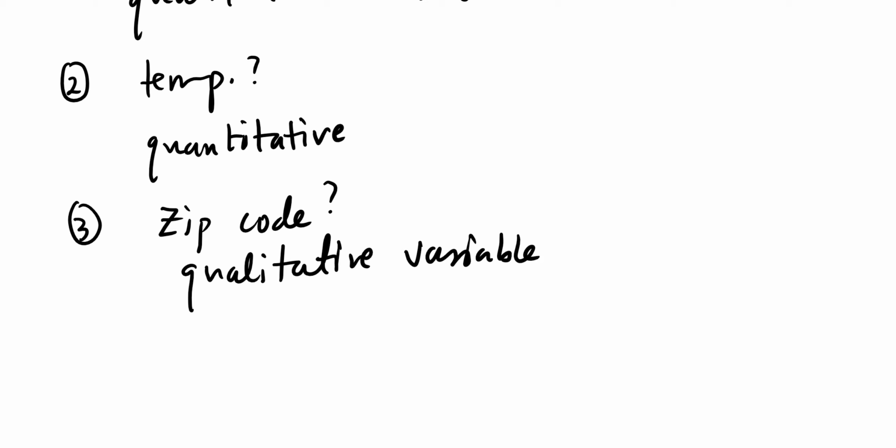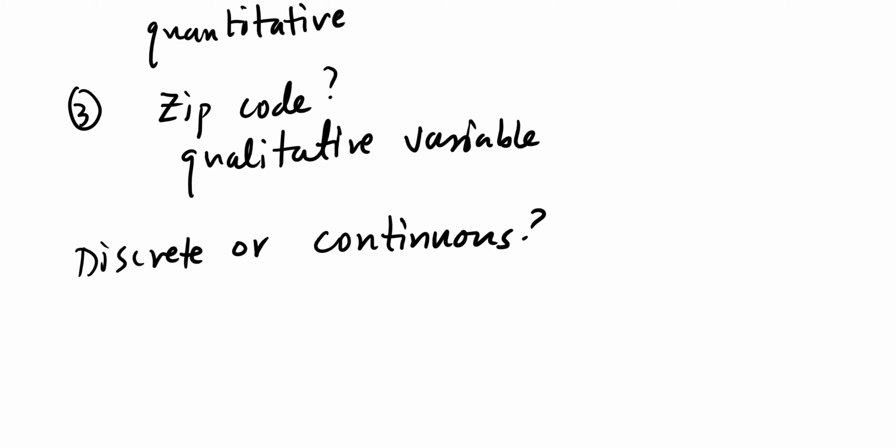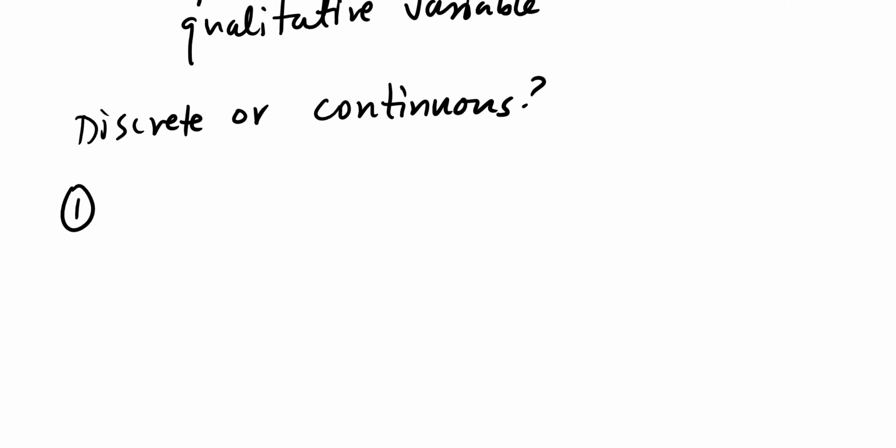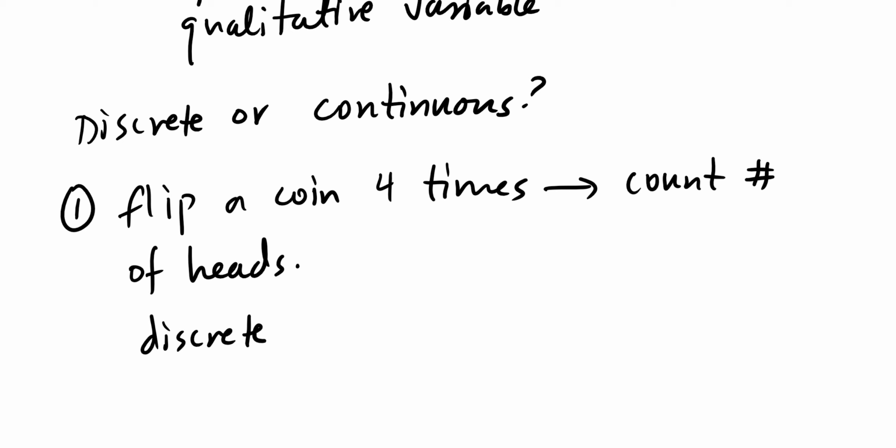This was about quantitative and qualitative. What about discrete and continuous? As an example, let's say the number of heads that we obtain when we flip a coin 4 times. You flip a coin 4 times and count the number of heads. Is this discrete or continuous? Well, you can count how many. You flip it the first time, second time, third time, so this is a discrete variable, because we can count the number of heads obtained with the 4 flips.